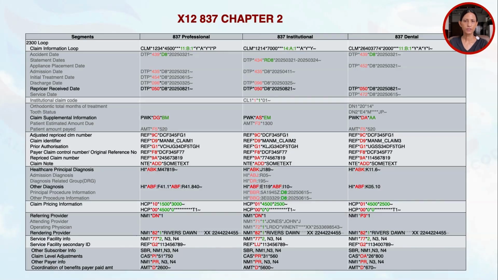Now, patient responsibility or the patient amount paid, it's represented by qualifier F3 or F5.